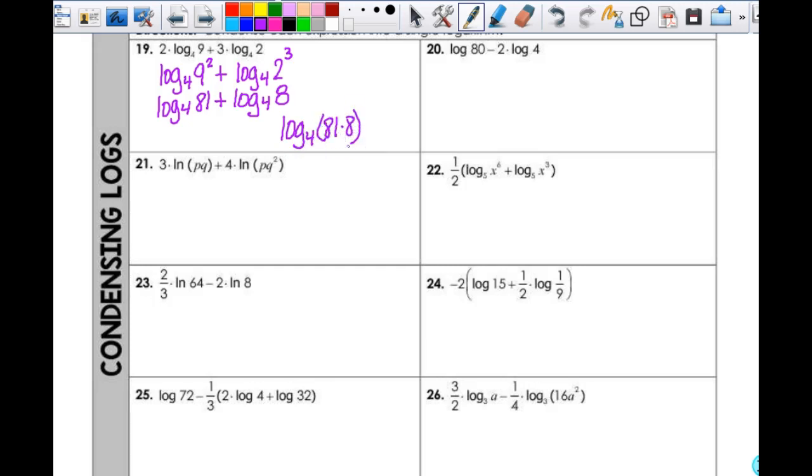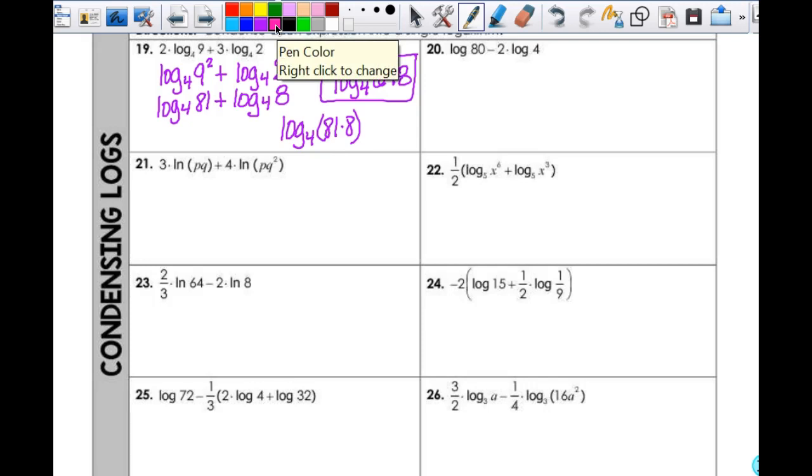You agree with that? So what's 8 times 81? 8 times 80 is 640, because 8 times 8 is 64. 8 times 1 is 8. So 640 plus 8 is 648. So this is log base 4 of 648. Everybody okay with that?